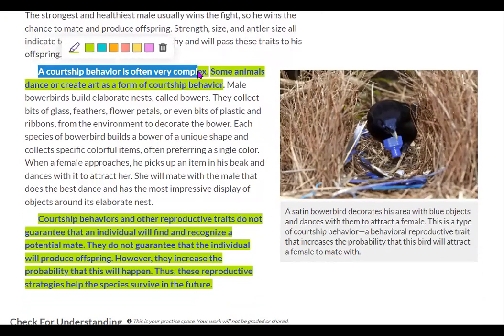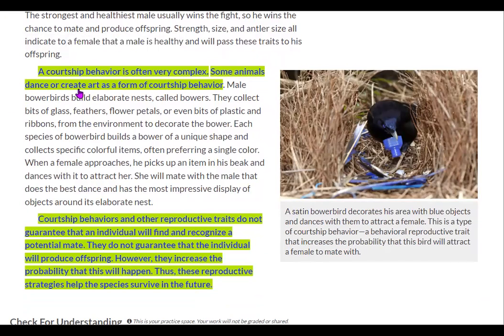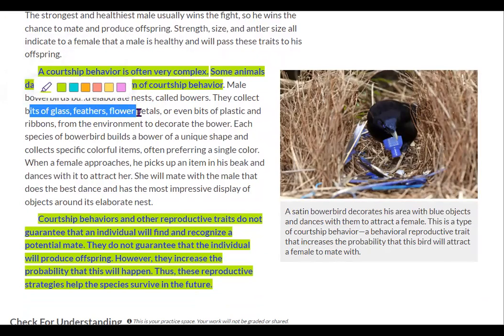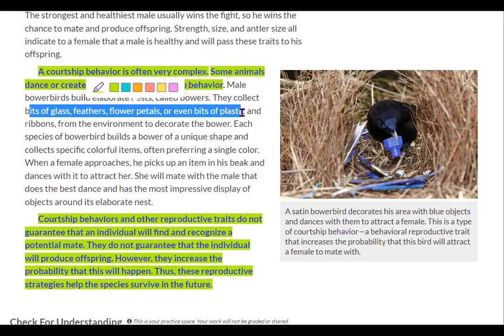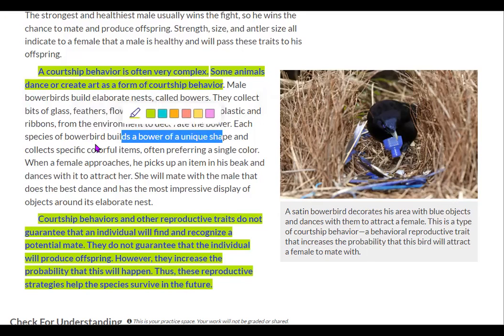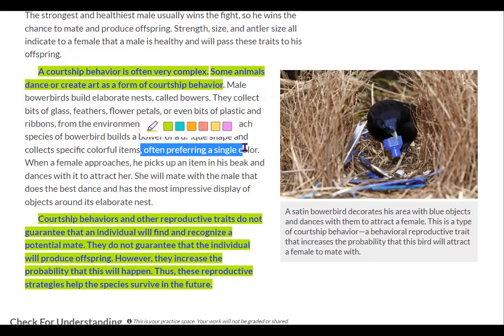Courtship behavior is pretty complex though, because you have some animals that will dance, right? Like the blue-footed booby that we saw, right? Or some of them can create artwork as a form of courtship behavior. So these male bowerbirds over here, they're going to build nests, and they collect bits of glass, feathers, flower petals, and bits of plastic and ribbons from the environment, and they decorate their nests or their bower. Right. And so each bower is a unique shape, and typically they pick a single color.